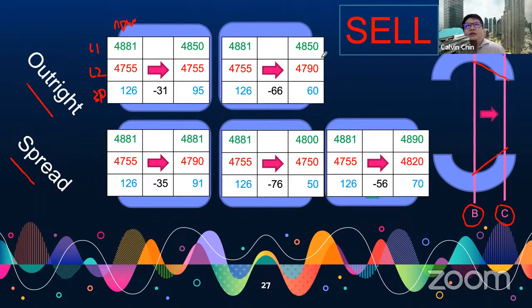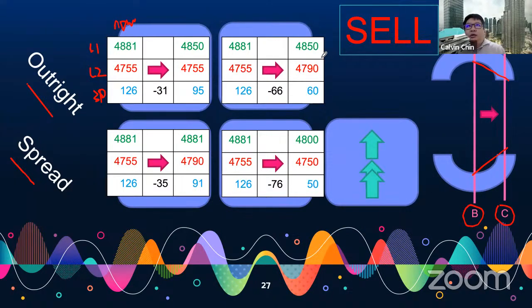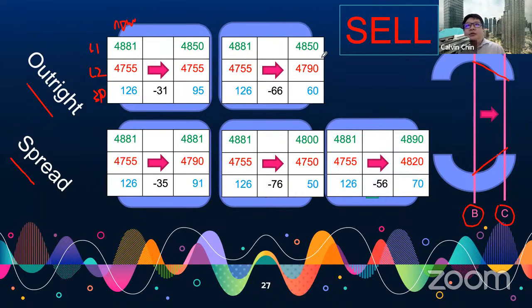Okay. The last example here is the second leg goes up faster than the first leg. So the first leg goes up only 9 points. 4881 goes up to 4890 is 9 points. The second leg is from 4755 to 4820. So let me see, 45 plus 65 points. Okay. So at the end, you get spread narrowing from 126 to 70, drop 56 points. Okay. So this is spread narrowing.